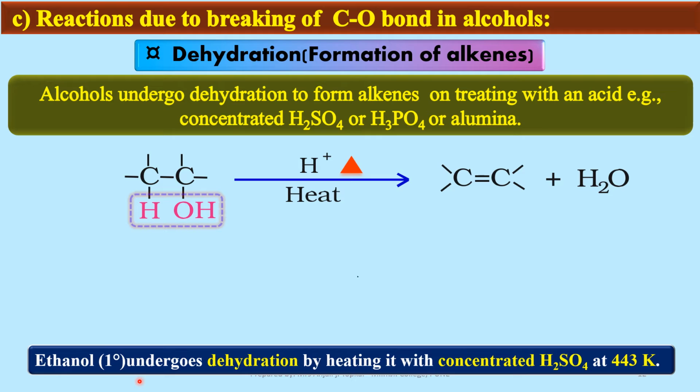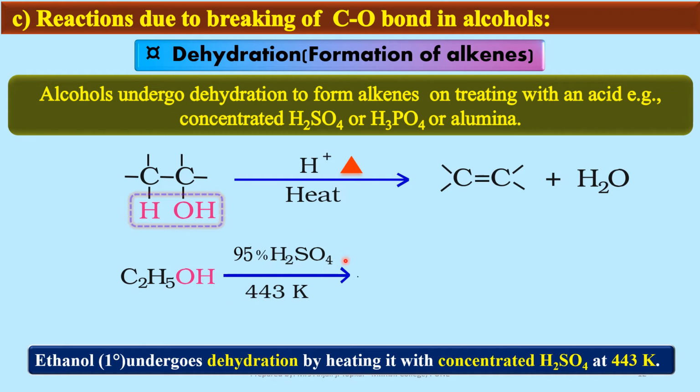Ethanol, that is primary alcohols, undergo dehydration by heating with concentrated H2SO4 at 443 Kelvin. How is the reaction taking place? Let's see. This is ethanol. In the presence of 95% concentrated H2SO4 at 443 Kelvin, removal of a water molecule takes place and formation of alkene is seen.